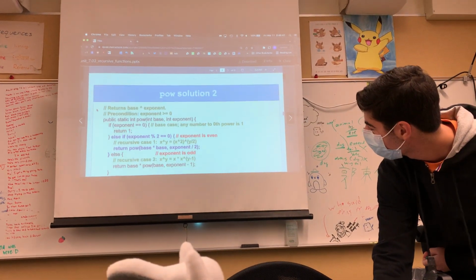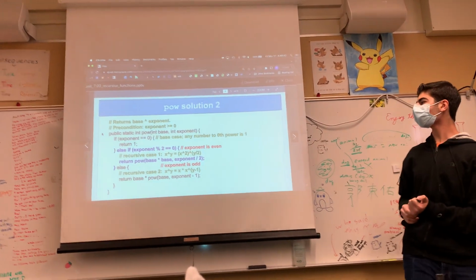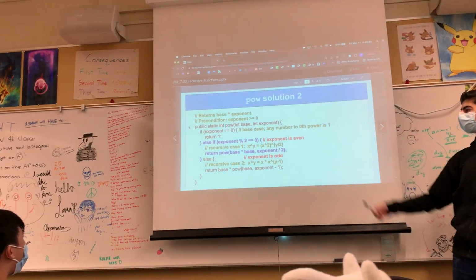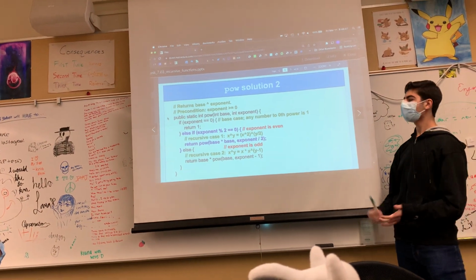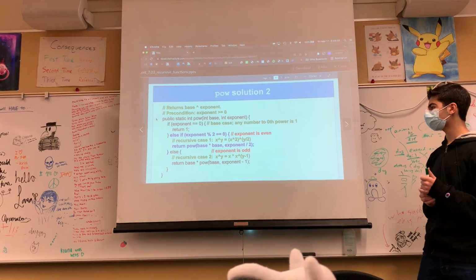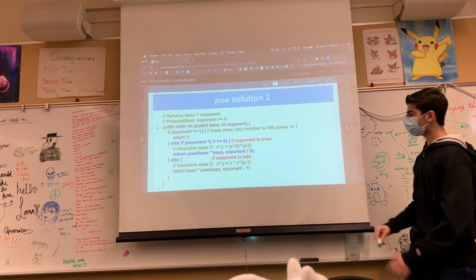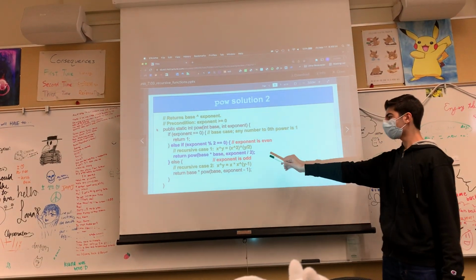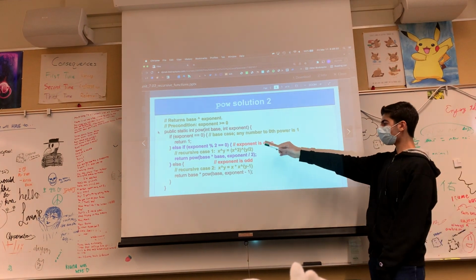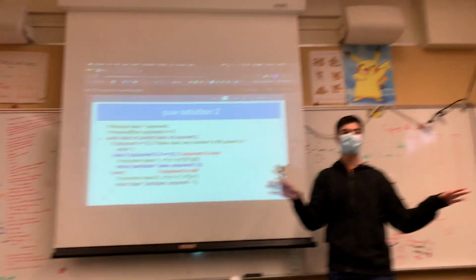All right. PAL solution 2. So we're going to return base to the power of exponent again. We already talked about why the exponent has to be positive. So if the exponent is equal to 0, return 1. Else if exponent mod 2. Does everyone remember mod?